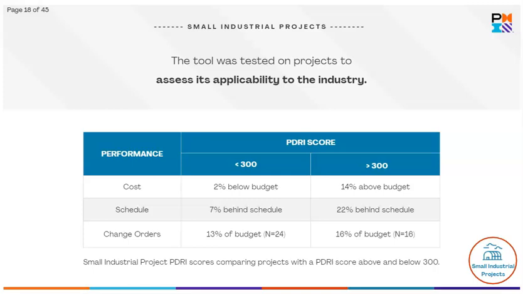The tool was tested on projects to assess its applicability to the industry. The testing revealed that projects with a PDRI score below 300 outperformed projects with a score above 300 across cost, schedule, and change orders.